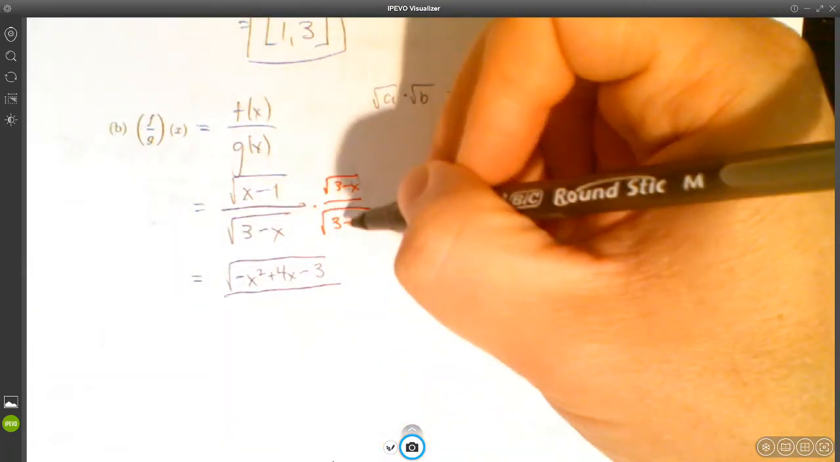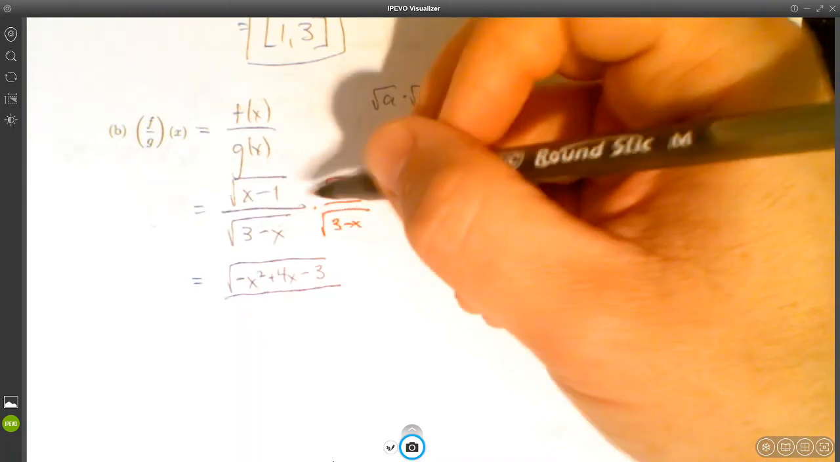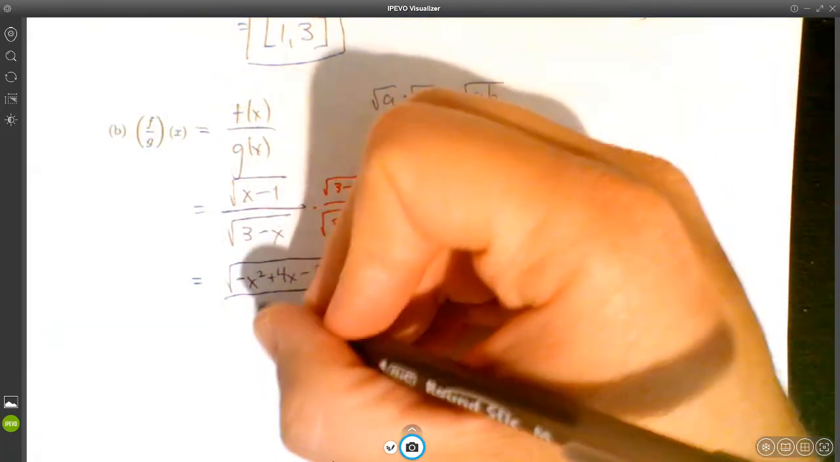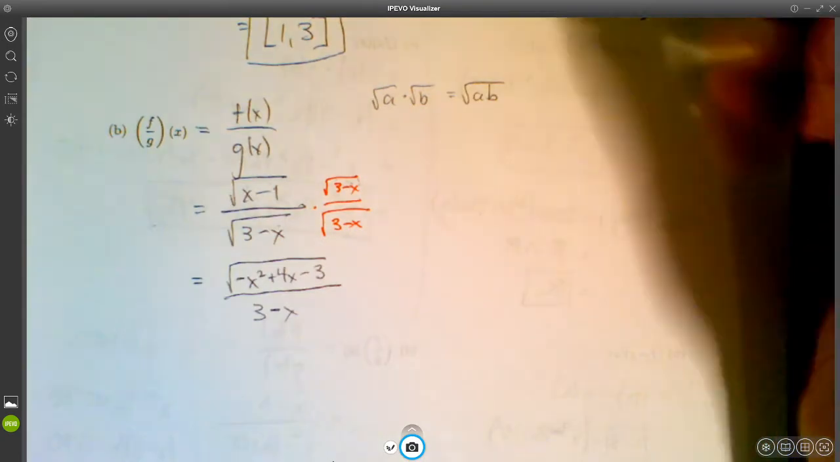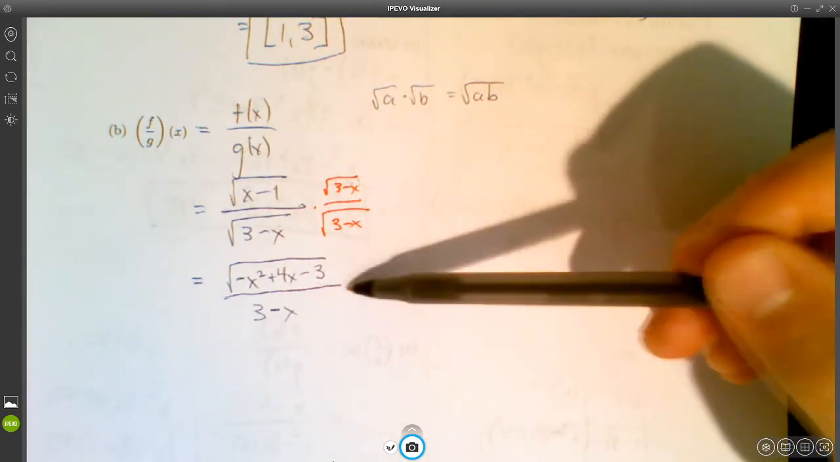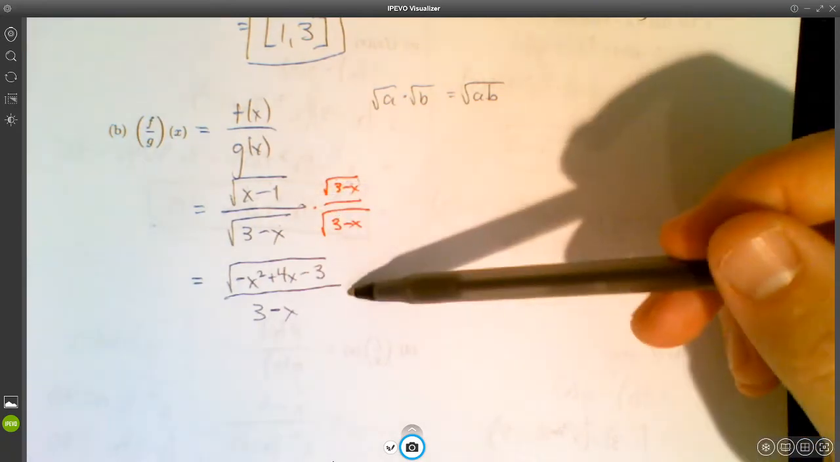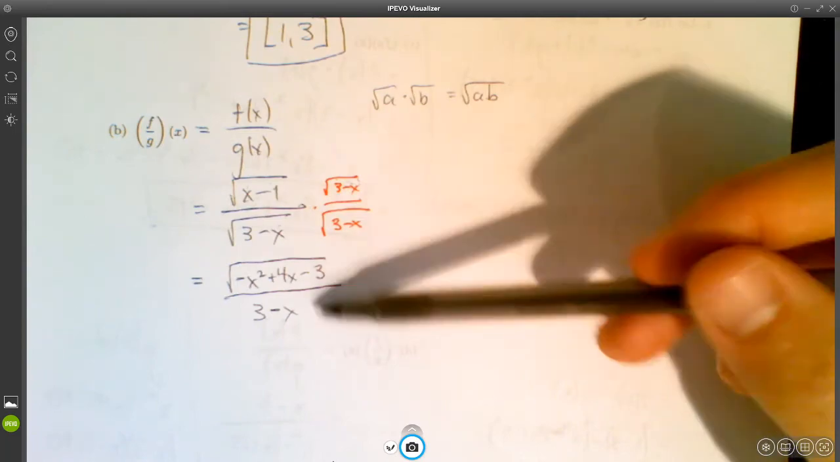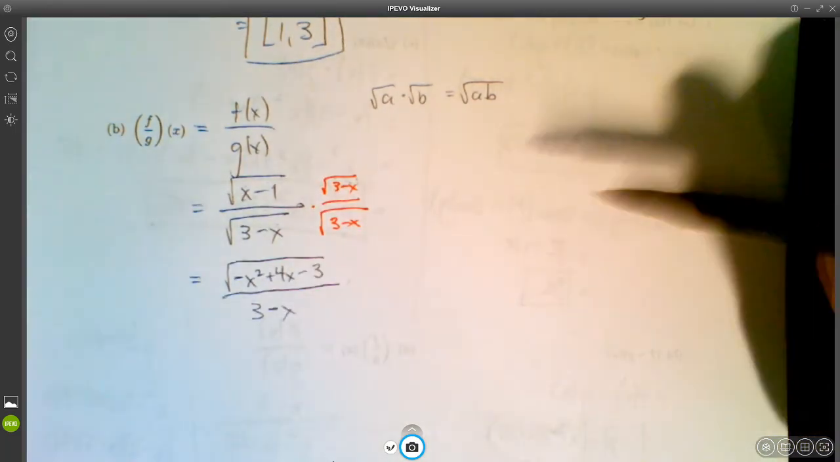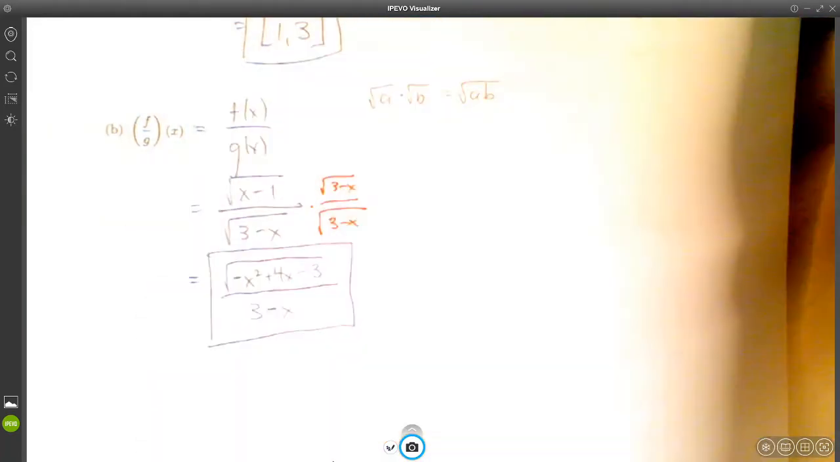In the denominator, on the other hand, since the radicands match, this is just square root of 3 minus x squared. So the radicals will just cancel and leave us with 3 minus x. Now, this is kind of strange because this, to me, doesn't look more simple than that. This looks worse than that, in my opinion. But this is considered simplified, and this isn't because you don't have any radicals in your denominator, right? So there's f over g right there.